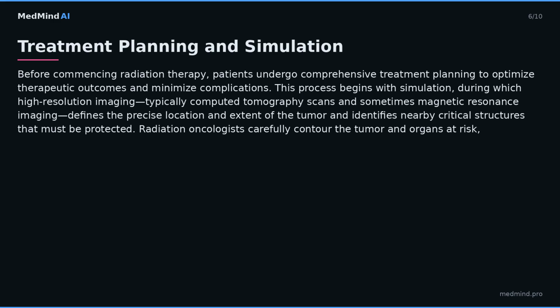The plan is verified through quality assurance procedures, including dose calculations and phantom testing, to ensure accurate delivery of the intended radiation distribution. This meticulous planning phase, while time-consuming, is essential for maximizing therapeutic benefit while maintaining patient safety.